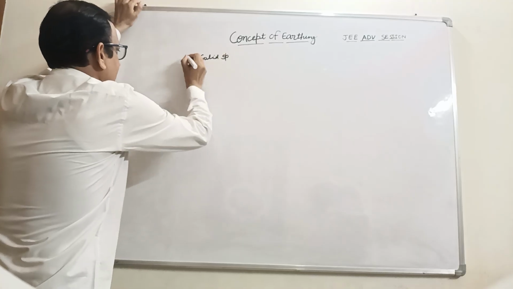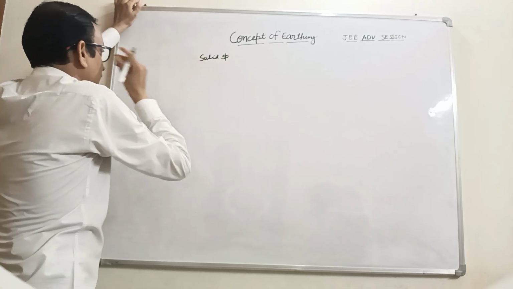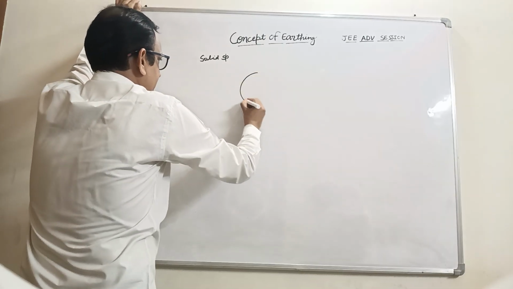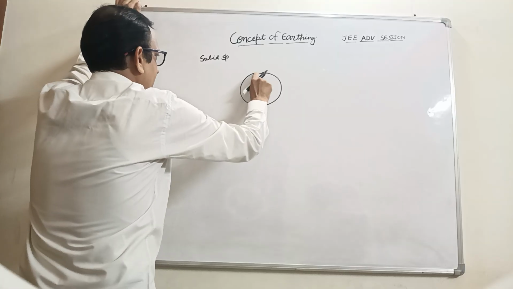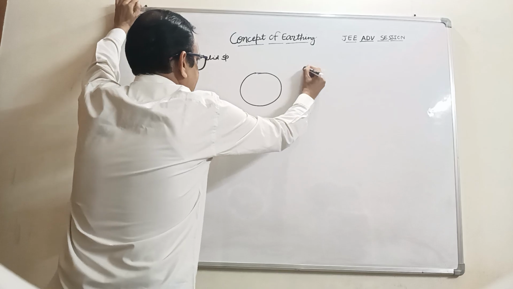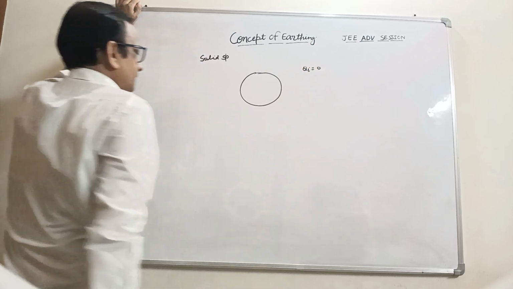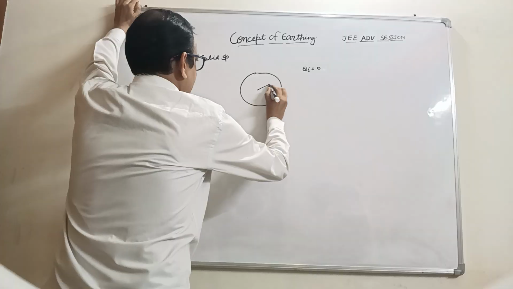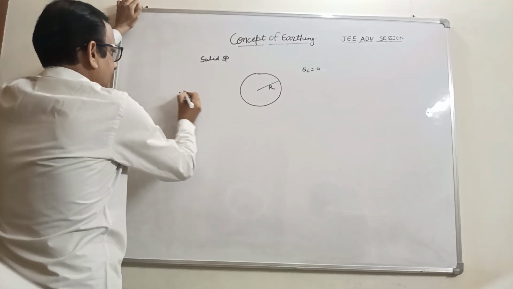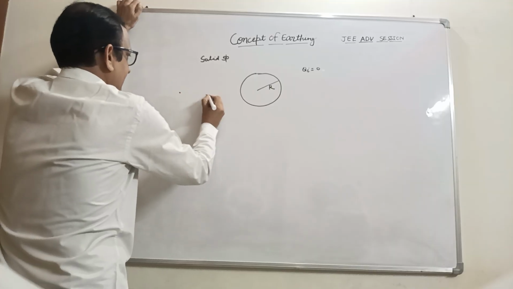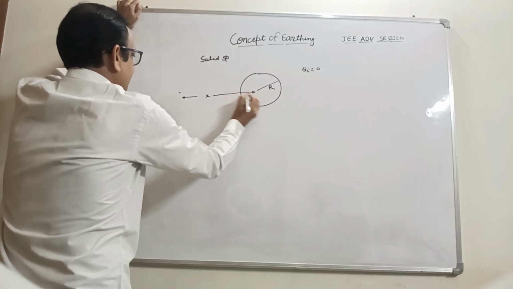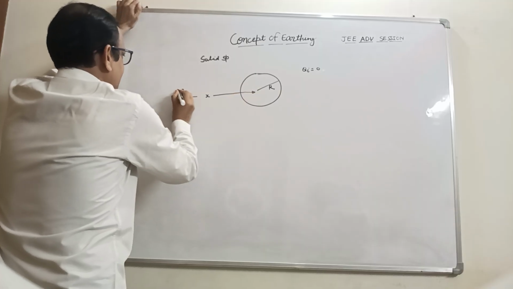sphere. This is a solid sphere. At the initial condition, the solid sphere has no charge. The radius of this solid sphere is r, and at a distance x from it, a plus q charge is placed.